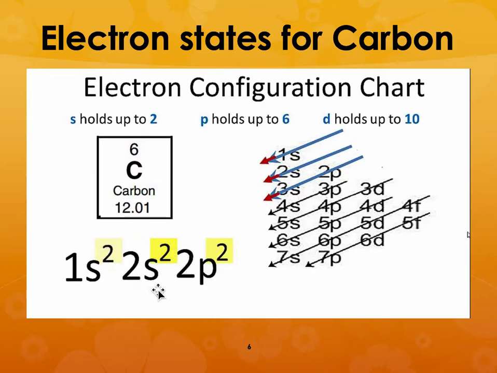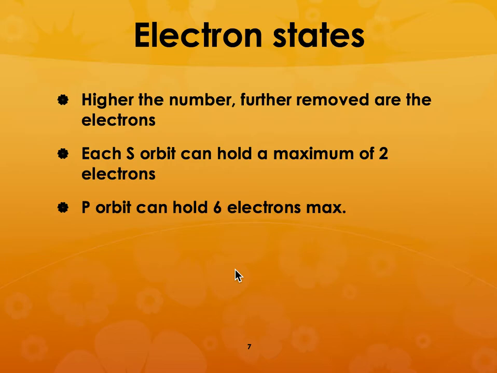So in the second orbit you have 2 s electrons and 2 p electrons. The higher the number, the further removed are the electrons, and each s orbit can hold a maximum of 2 electrons, and the p orbit can hold 6 electrons. So if you have a higher atomic number, then they would have more electrons in the p orbit till they are complete and things like that.